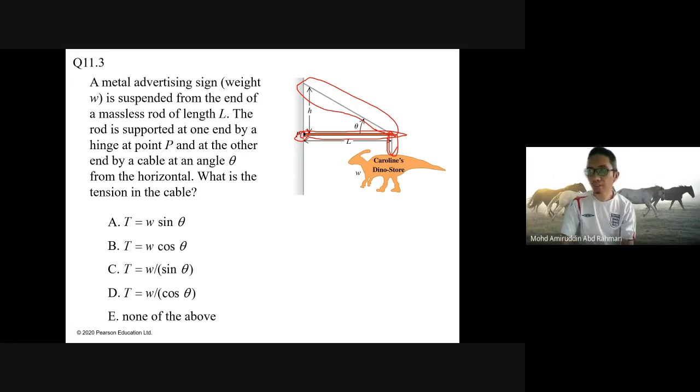Okay, so you have the theta over there, right? So you have the height, right? You have the height, and you know that the signboard, all right, that's the dinosaur. The dinosaur is a signboard, right? As you can see that. So it has a certain weight of W.